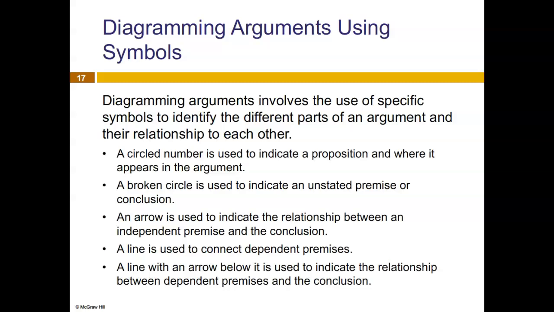So again, here's a bit more detail about diagramming and using symbols when we are looking at arguments. A circled number is used to indicate a proposition where it appears in the argument. A broken circle is used to indicate an unstated premise or conclusion. An arrow is used to indicate the relationship between an independent premise and a conclusion. A line is used to connect the dependent premises, and a line with an arrow below it is used to indicate the relationship between dependent premises and a conclusion.